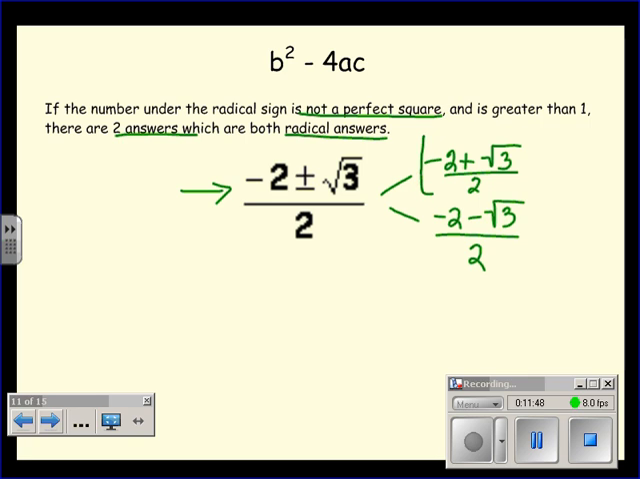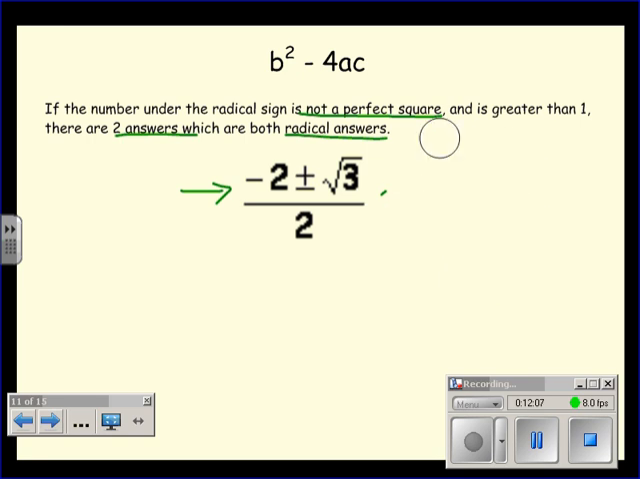So here I have two separate answers because I'd have a non-perfect square underneath the radical. But I do not need to break it up like this. I do not need to write my answer as two different answers like this. I can just leave my answer with the radical. So I would just write it negative 2 plus or minus the square root of 3 over 2. You need to remember that there are two separate answers here, but you can write it as one number.